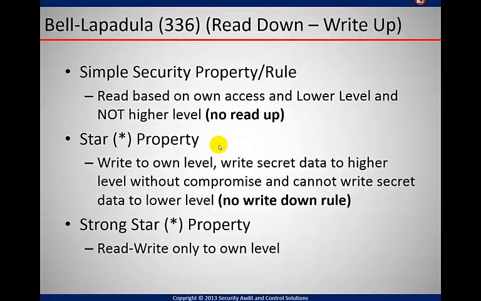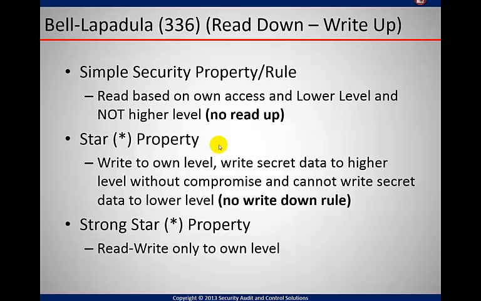Now, this is important to look at the star property. We have the simple security property rule, where it says that read is based on your own access and lower level and not at a high level. No read up. We have the star property, where I can write at my own level, write secret data to a high level without compromise, and cannot write secret data to a lower level, no write down. And then finally, the strong star property, which means read-write only at your own level. You need to consider here any action, such as if you read up or write down, confidentiality will be affected negatively.